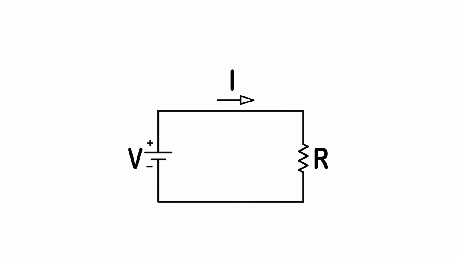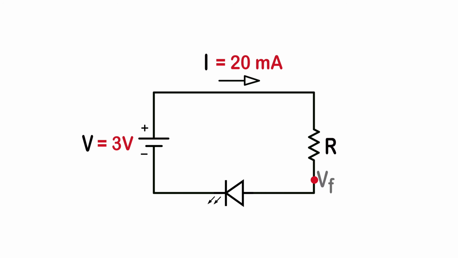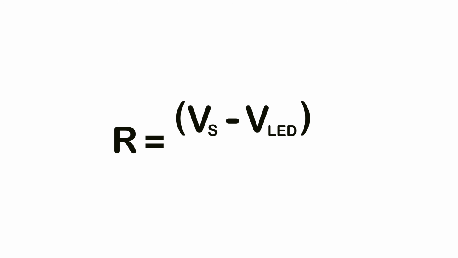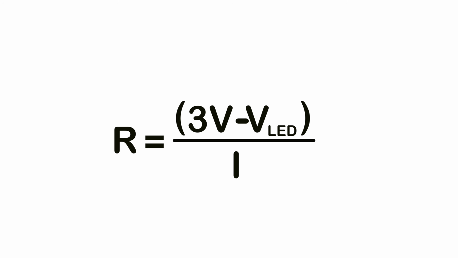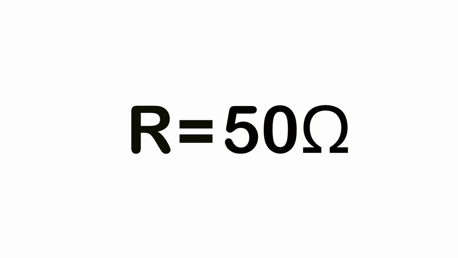Now, looking at our circuit, we already know the LED should have a current of 20 milliamps and a maximum forward voltage of 2 volts. So, doing some math, the resistor value is equal to the source voltage minus the LED voltage, divided by the current. So, here R equals 3 volts minus 2 volts, divided by 0.02 amps, which gives 50 ohms.